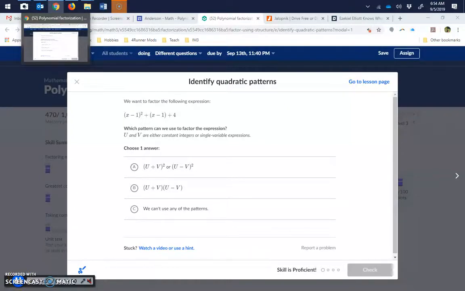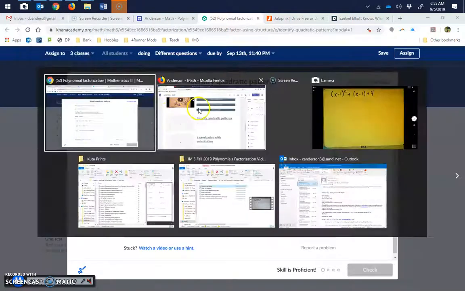All right, identify quadratic patterns. So the first question: we want to factor the following expression. Which pattern can we use to factor the expression? U and V are either constant integers or single variable expressions. So what they're trying to do here is just help us understand that there are patterns in factoring, and they can be spotted kind of easily, but you have to be familiar with them.